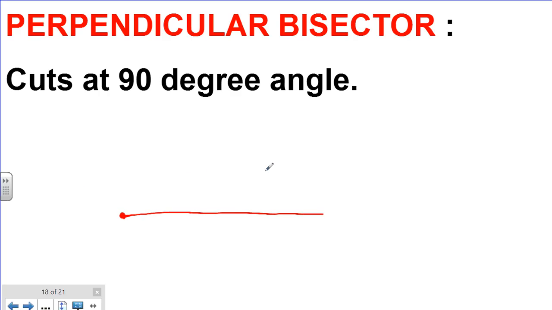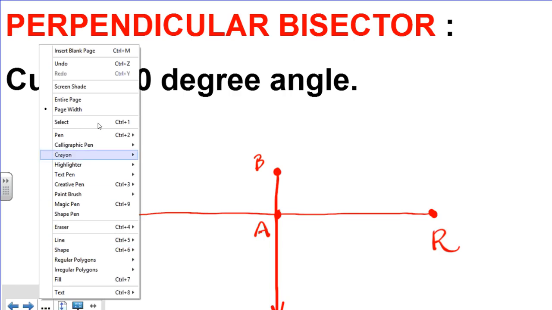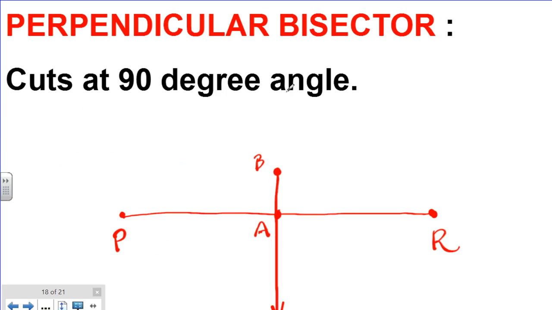So in this case, I'll have a segment that I'm going to name PR. And segment PR is going to be cut in half by this ray named BA. I'm just pulling these letters off the top of my head. There is no rhyme or reason to my choices here. And you do not have to necessarily name your points the same exact thing, so don't worry about that.